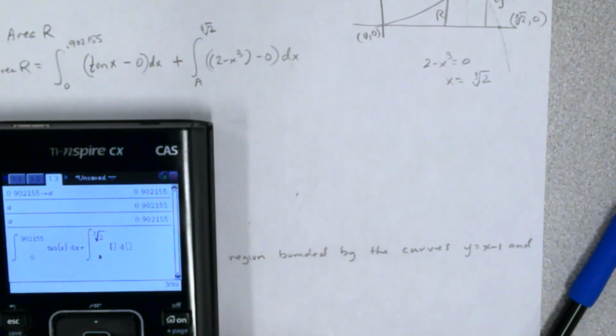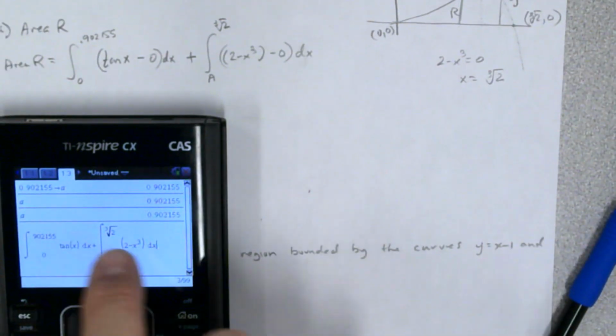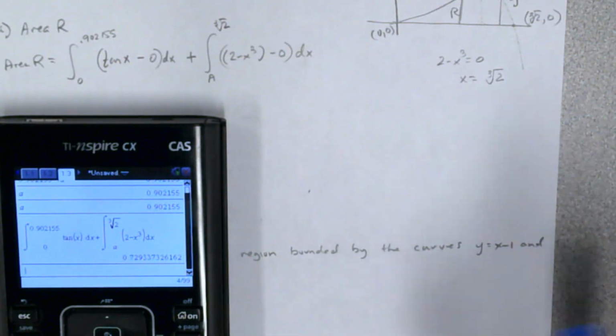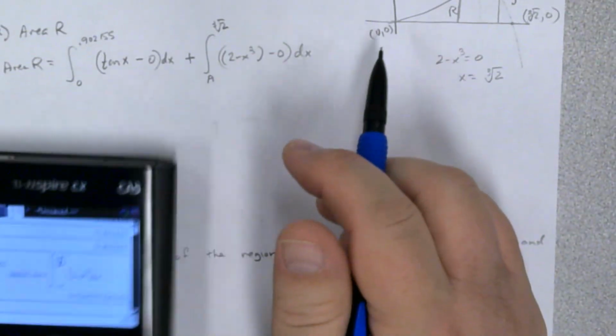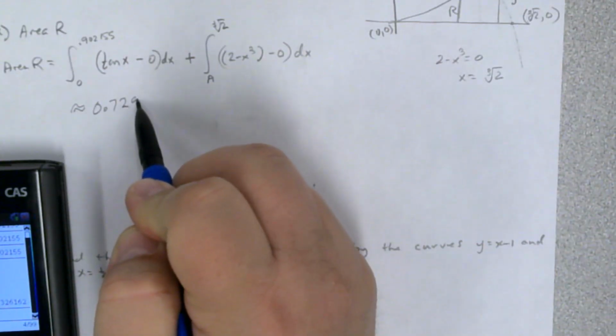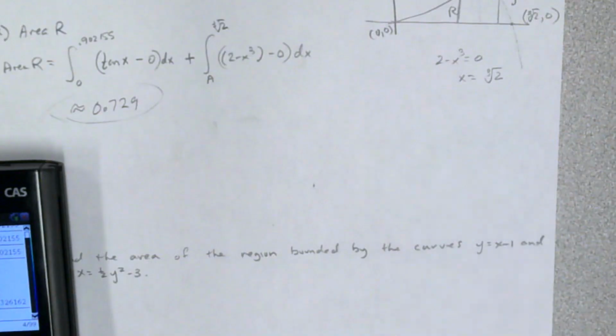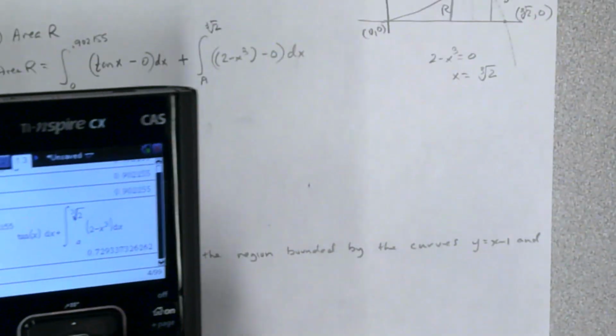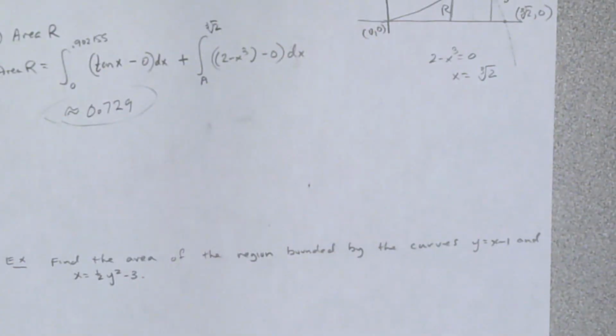And in here, make sure you put it in parentheses, 2 minus x to the third dx. So, see, I can use the number or I can use the letter. And then you hit Control and Enter, and you get this number right here. So my area is approximately 0.729. And then the final answer, you can round off to 3 decimal places. Okay? All right. So what about region S?